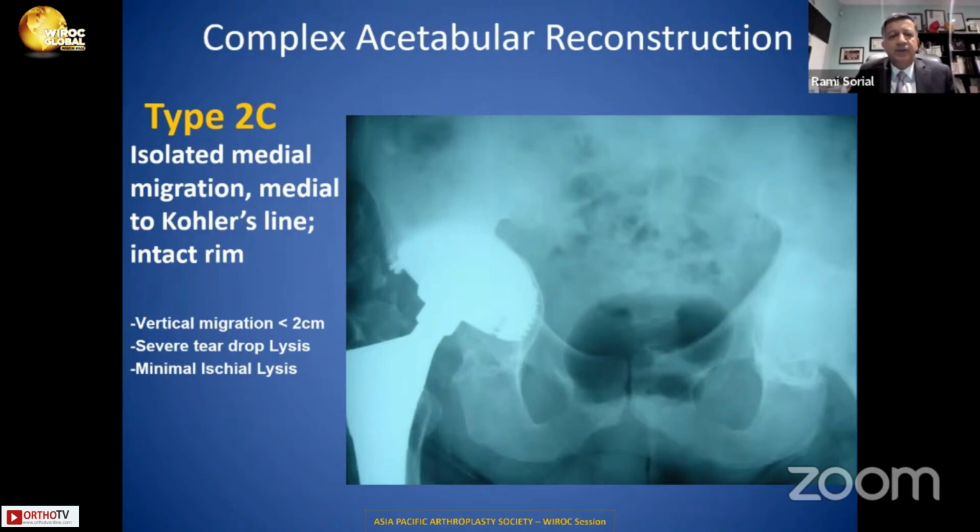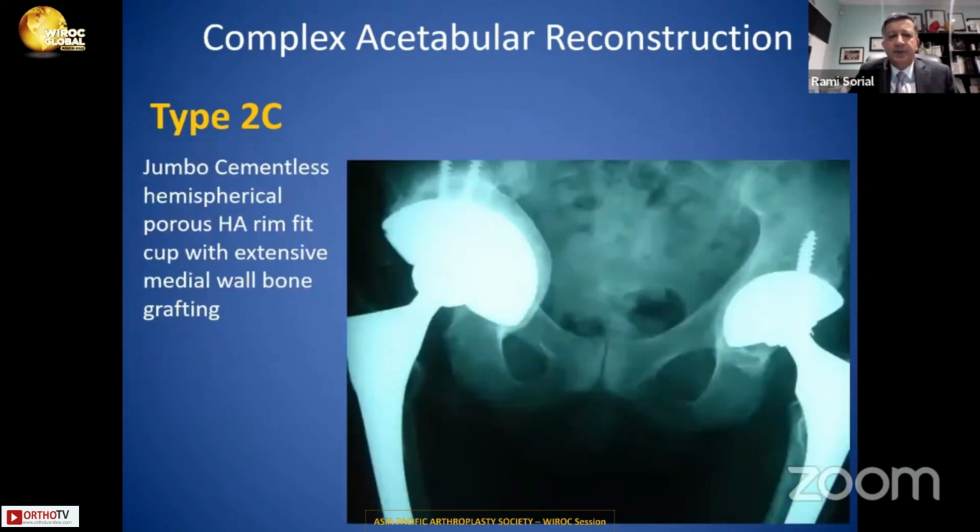And this type of reconstruction is serviced with a jumbo cup, in this particular instance an 80mm porous cup, augmented by 2 or 3 screws fixation into the ilium, with significant morselized bone at the bed of this, and over a period of time, this will consolidate, giving you good bone reconstruction. Should you need to go back for a further revision, at least you have a good bone bed to work with. This is a fairly straightforward reconstruction if you can get a good rim fit.